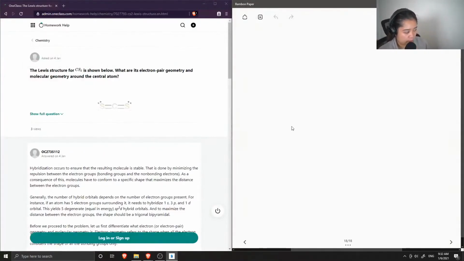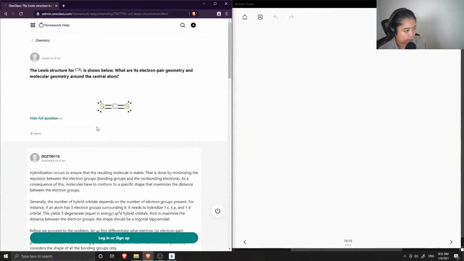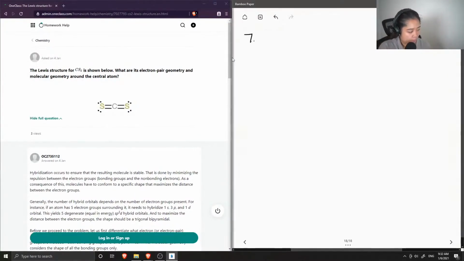Okay, so question 7. The Lewis structure for carbon disulfide is shown below. What are its electron pair geometry and molecular geometry around the central atom? So let's draw the carbon that has 2 double bonds to 2 sulfur atoms. And the central atom is carbon.